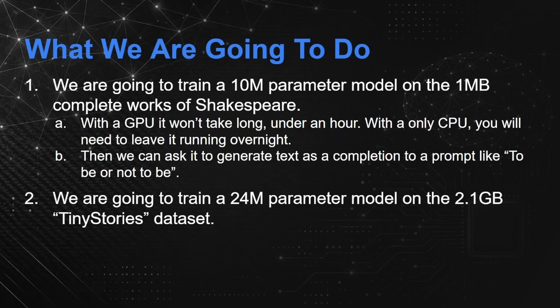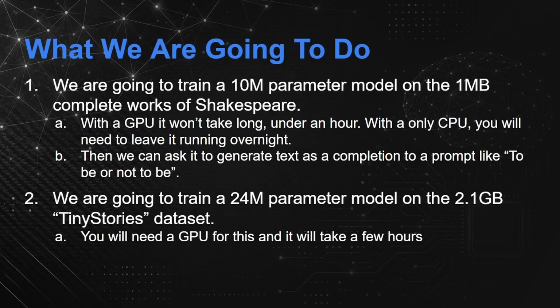Then the second thing we're going to do is train a 24 million parameter model. So a little bit bigger, but again, nothing compared to, of course, the big models that you can run even locally, 1 billion, 2 billion, 3 billion parameters. Of course, the frontier ones are into the trillions now. And we'll train that on a 2.1 gigabyte TinyStories data set.